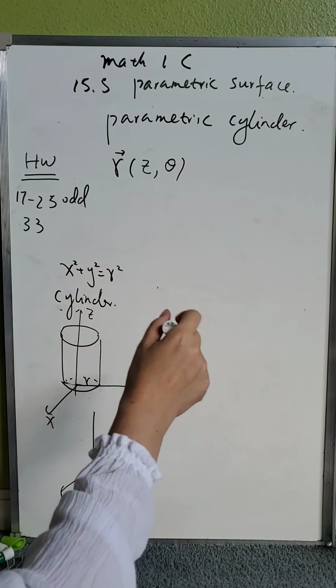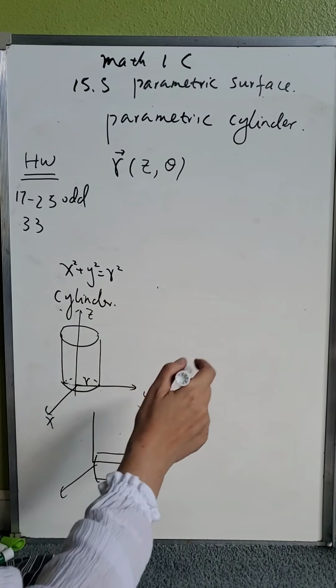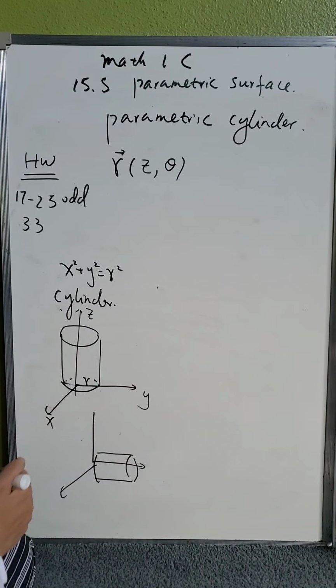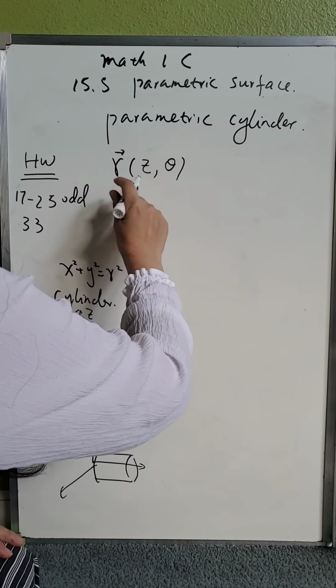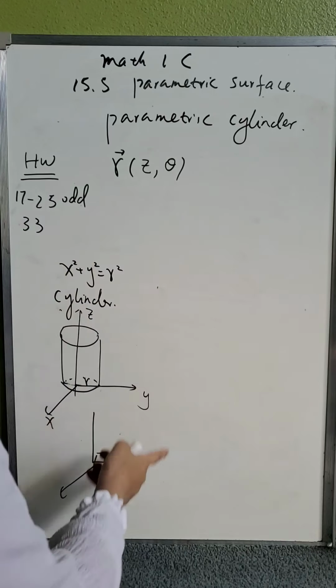Not how big the circle, that was my mistake. I mean to create a circle, you need the theta. So that's why your parameters will be z and theta. That's where it comes from.